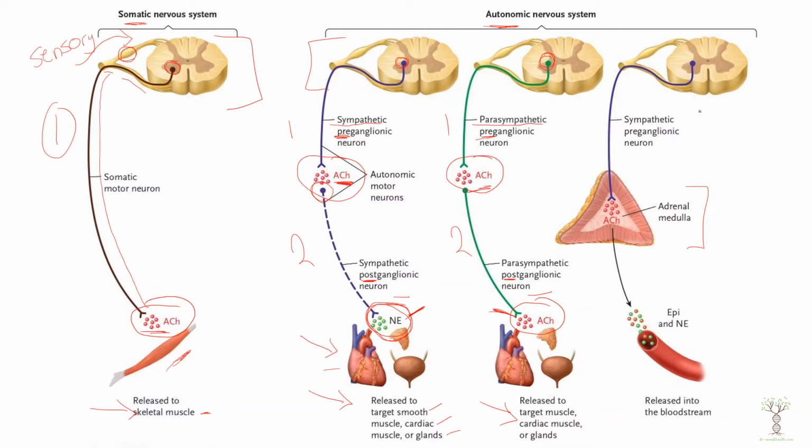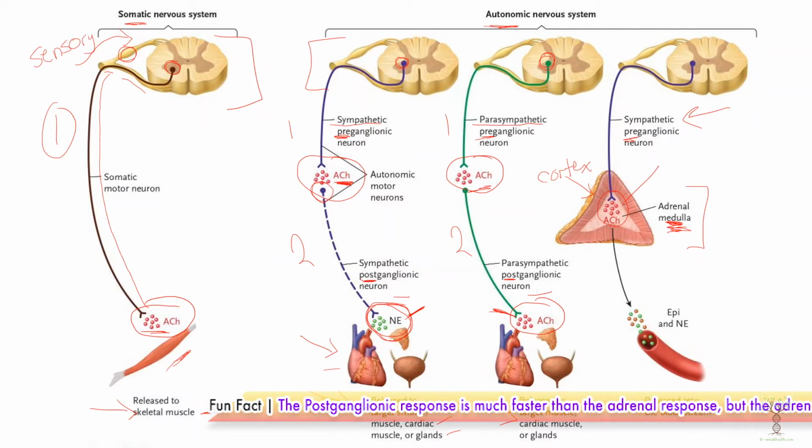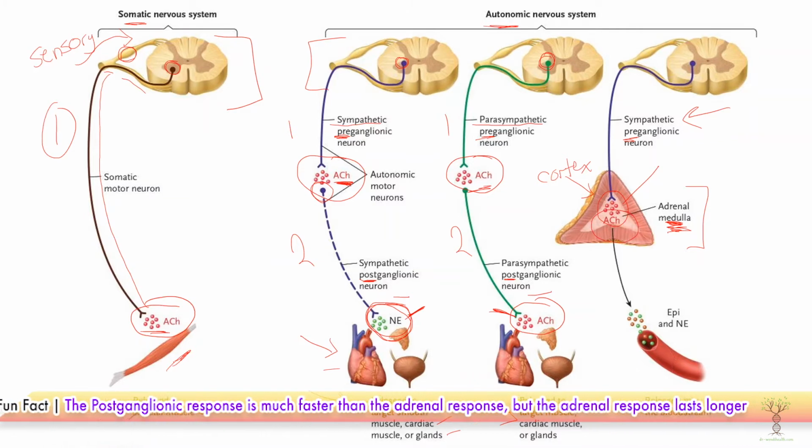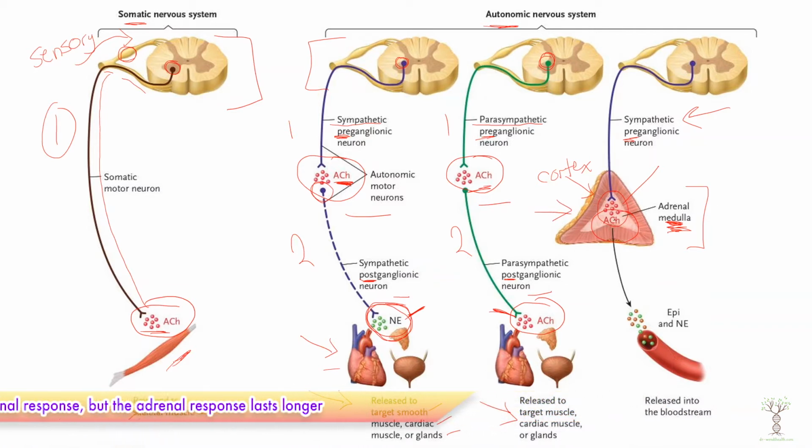Now the last thing here I want to look at is what happens when the sympathetic pre-ganglionic neuron innervates the adrenal gland. The adrenal gland is located on top of your kidneys, and there is an outer region called the cortex and an inner region called the medulla. So the adrenal medulla is what is innervated by the sympathetic pre-ganglionic neuron. When the sympathetic pre-ganglionic neuron synapses with the adrenal medulla, it is going to release acetylcholine. So the first synapse is always acetylcholine.